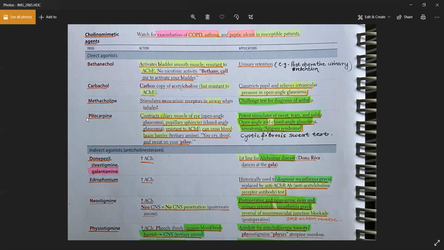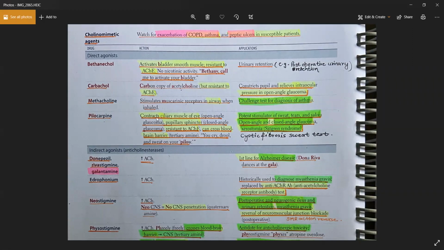Then comes pilocarpine. Pilocarpine is mostly used for open angle as well as closed angle glaucoma. And one of the most important areas in which you use this drug is Sjogren syndrome. Because you guys know in Sjogren syndrome, you will get very dry eyes and dry mouth, right? But once you stimulate the muscarinic receptors found in the sweat glands and in the salivary glands, remember?